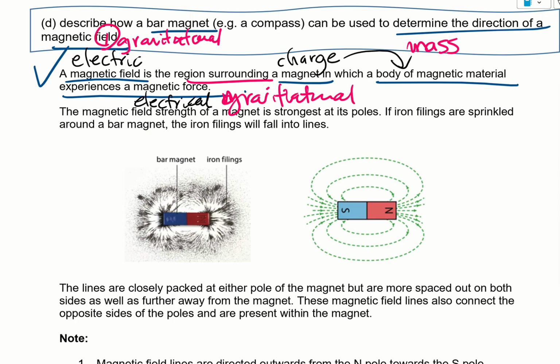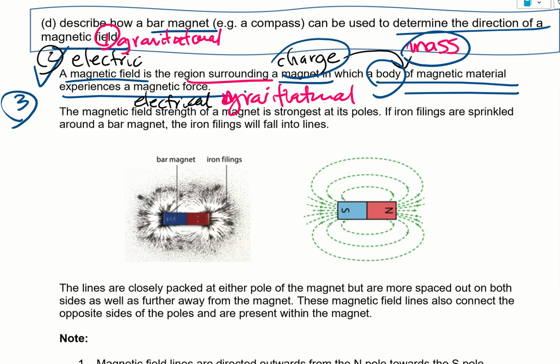One, gravitational, two, electric, and three, magnetic. We have three kinds of field. By just changing the body, magnetic material, into mass or into charge, and then talking about what kind of force, we can have all three definitions. So you don't need to memorize all three definitions.